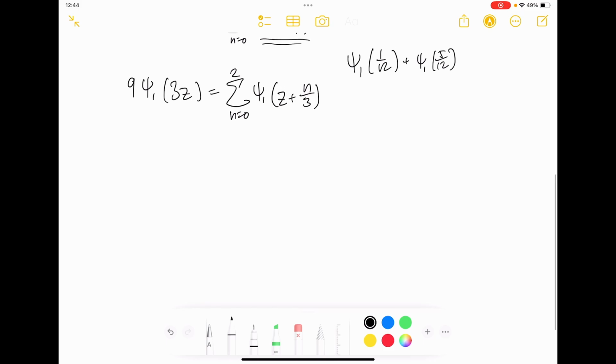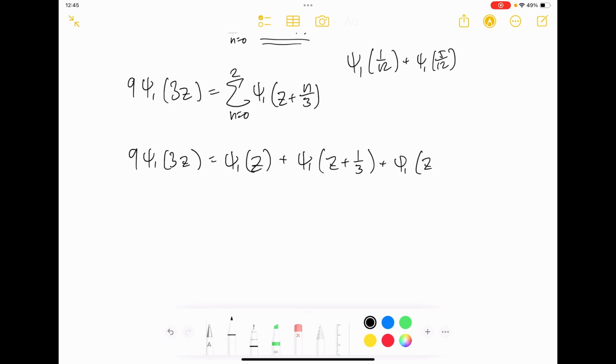So let's explicitly expand the sum. So we're going to have this equal to psi 1 of z plus 0 over 3, which is just 0, plus psi 1 of, n equals 1 this time, so z plus a third, plus n equals 2, so 2/3. That should be a psi.